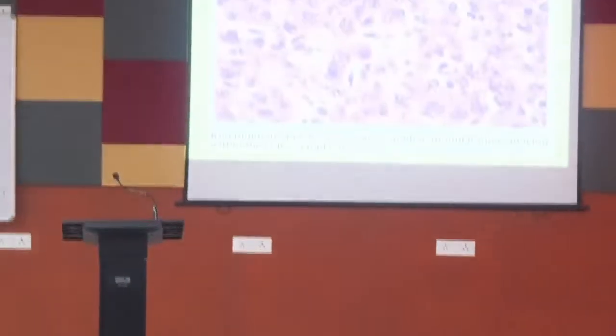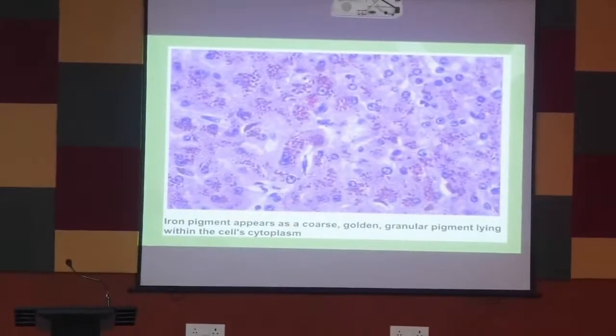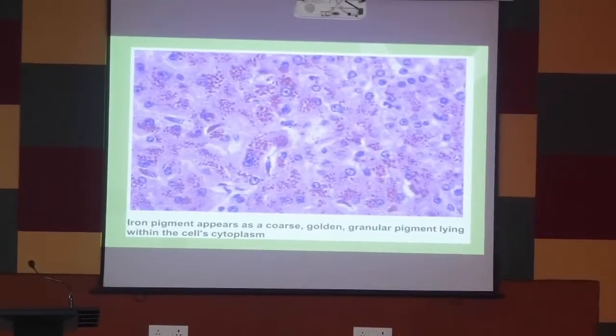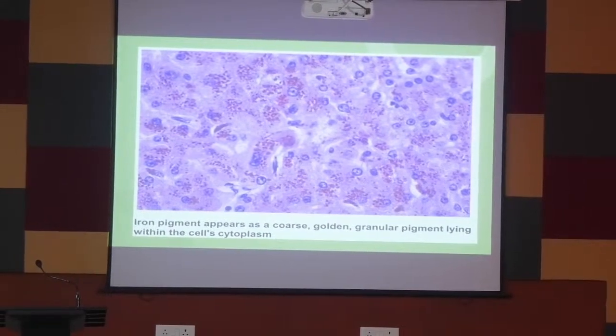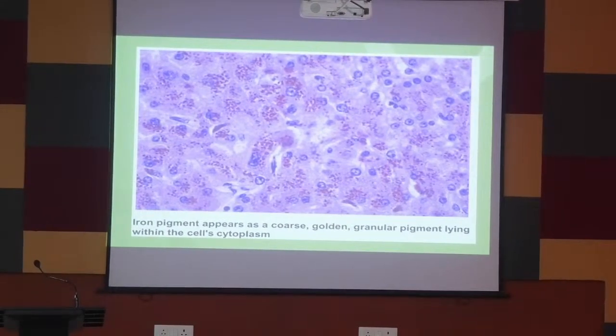So, this endogenous pigment, iron pigment, appears as coarse golden granular pigment lying within the cell cytoplasm. The liver is the main powerhouse, the metabolic factory of our body. So any pigment has the most affinity to deposit in the liver for our own homeostasis purpose.